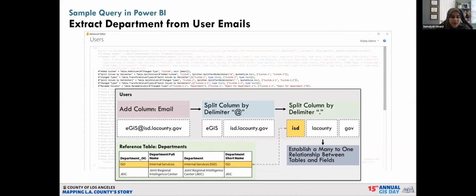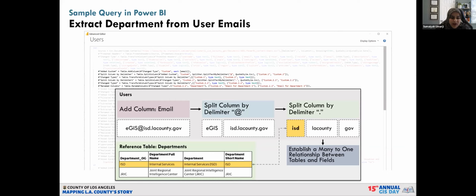A many-to-one relationship is then established between the field that we created with the Power Query in our users table and connected to our reference table. That way we are now able to populate department names using the full department names throughout our report. So this is just one of the many examples of the queries we have set up that help us populate the metrics that we showcase. And again, this is set up when we initially set up the report. So now every time we refresh it, it automatically applies these queries to our data sets.